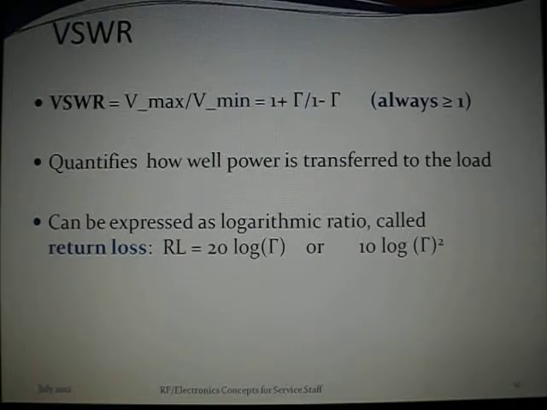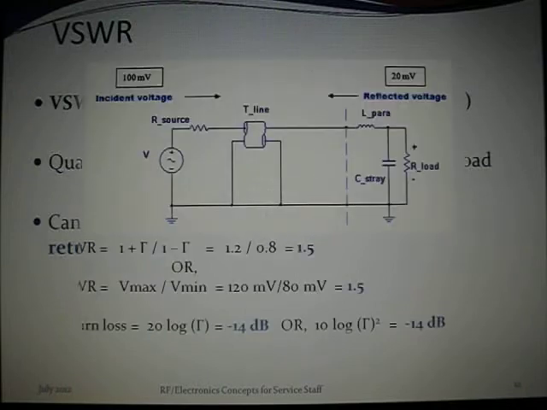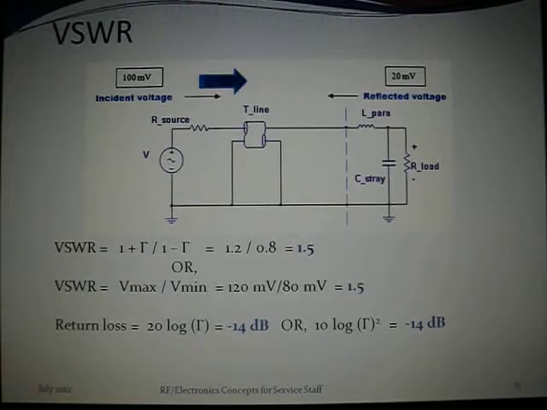For voltage, the return loss is 20 times the log of the reflected voltage divided by the incident voltage. And also, the reflected voltage divided by the incident voltage would be the same number as gamma. In this example, the incident voltage is 100 millivolts, the reflected voltage is 20 millivolts. Therefore, the reflection coefficient gamma is 0.2.